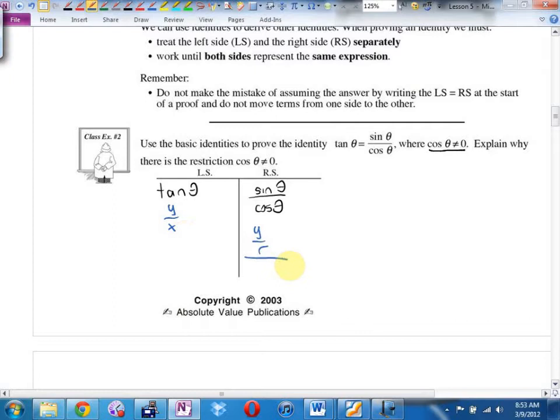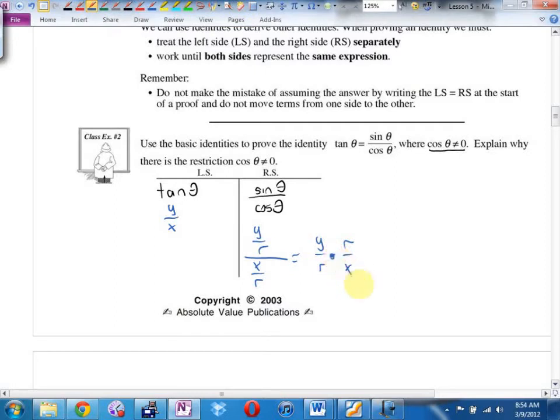Divided by x over r. Oh, on the right-hand side there, I have a fraction divided by a fraction. How do I divide by a fraction? So this is the same as y over r times r over x. You know what? I shouldn't use an x for a times sign, should I? Because that's going to look like an x. I'll use a dot.